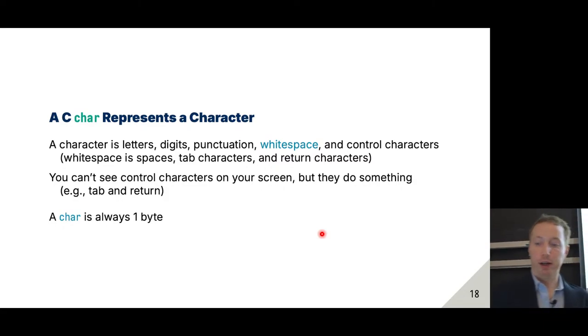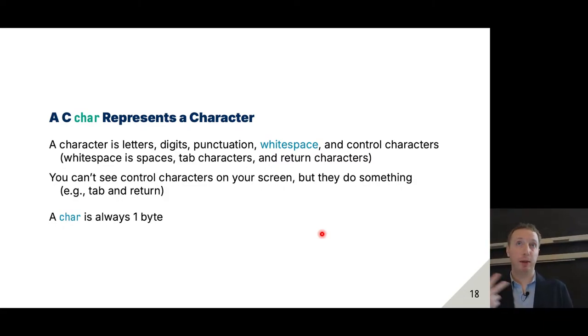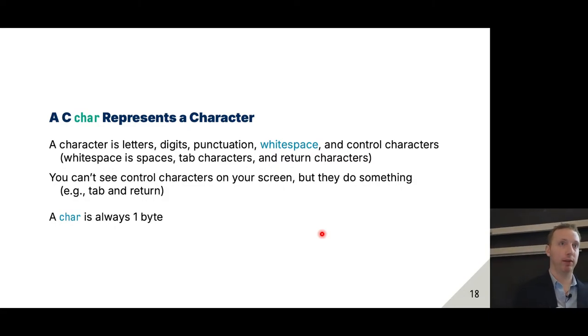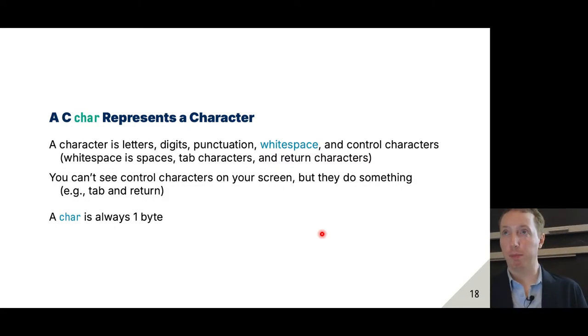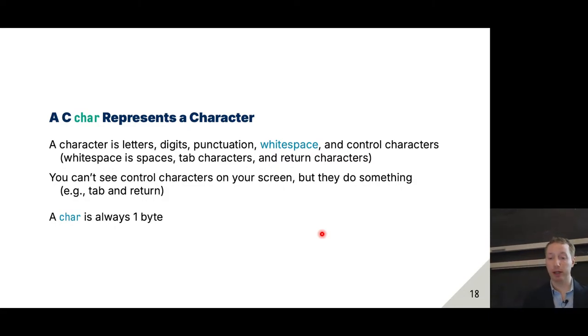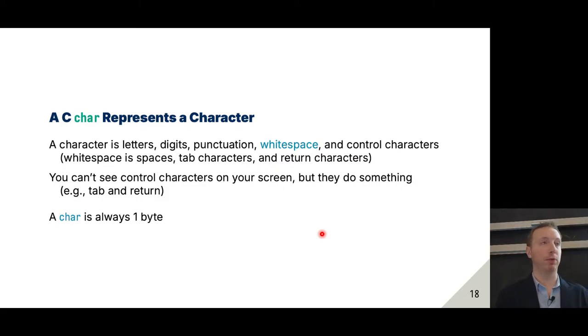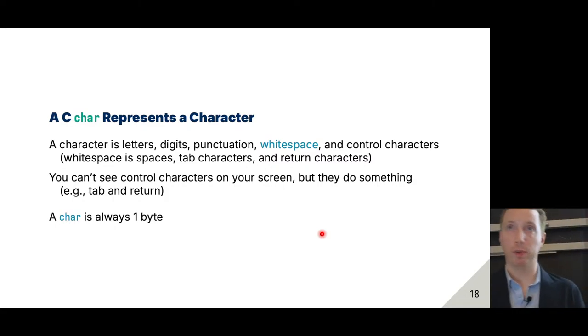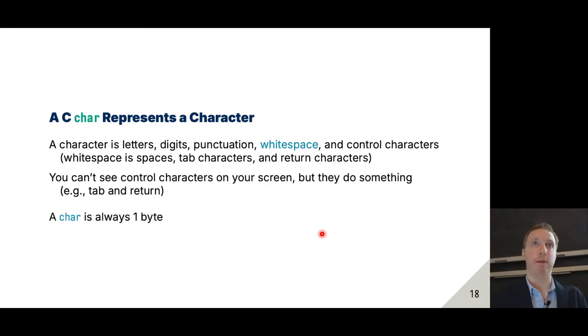So a char, remember types need to tell you two things. A char represents letters, digits, punctuation, white space, control characters. And then the next thing a type tells you is its size, and the rule for chars is they are always exactly 1 byte. So they're always that one unit, so we only have 256 different representations.